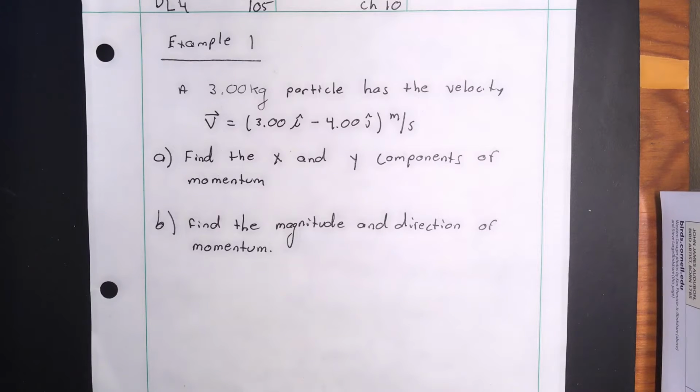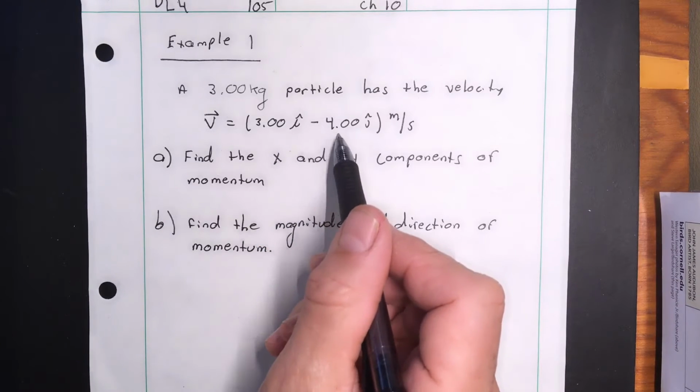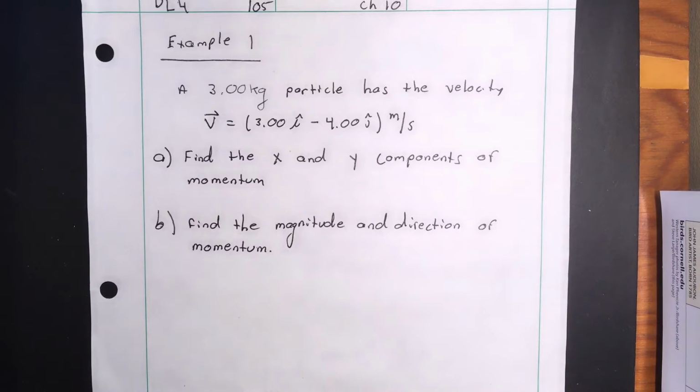So example 1, we have a 3 kilogram particle that has the velocity given by this vector equation, 3i minus 4j meters per second. And we're asked to find the x and y components of the momentum and the magnitude and direction of the momentum.